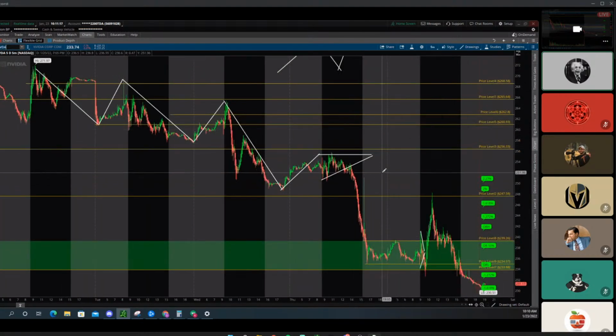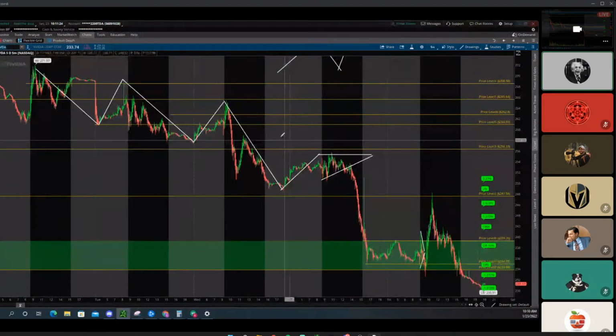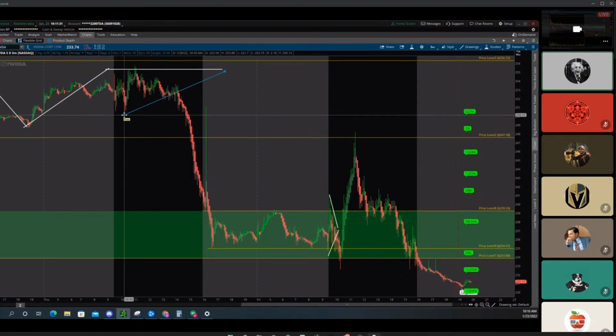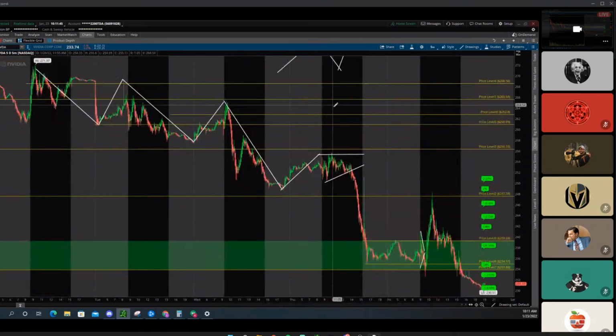So for NVIDIA here, this was Thursday, I believe. Yeah, this was Thursday. A lot of people on Twitter, not going to name anyone, were saying we are in an ascending triangle on NVIDIA. You guys see the ascending triangle? No. Why not? Because you're in a downtrend.